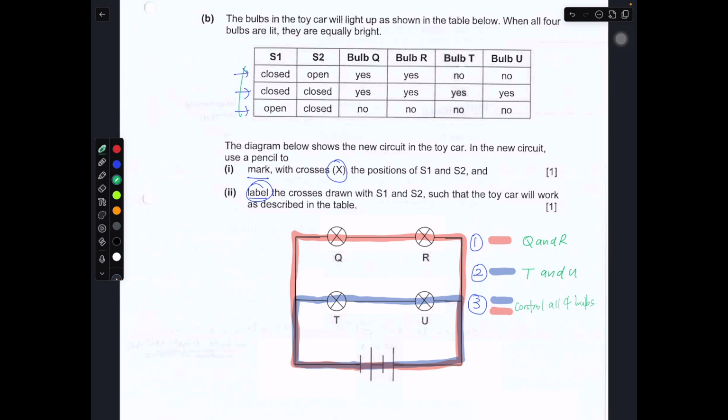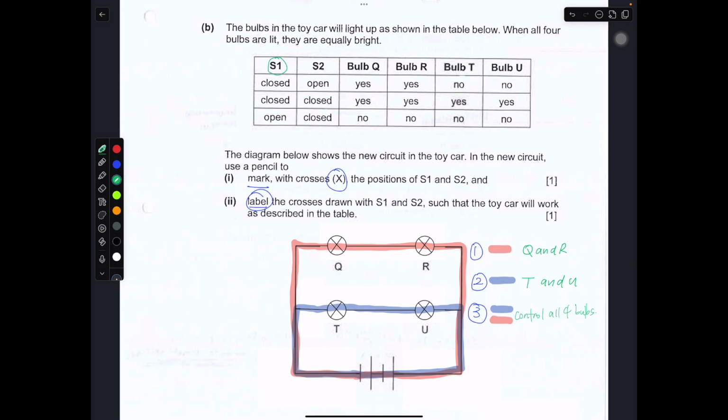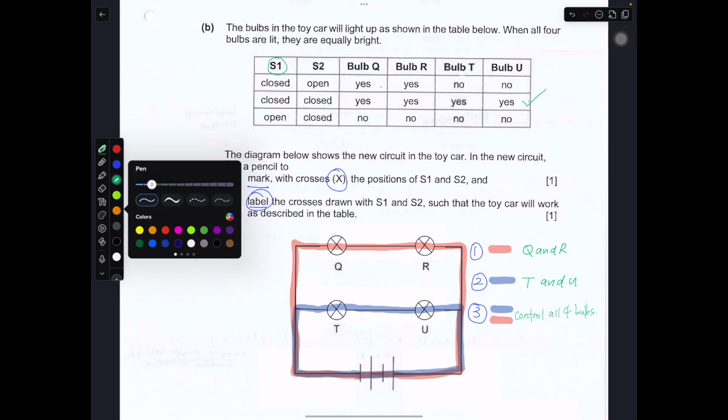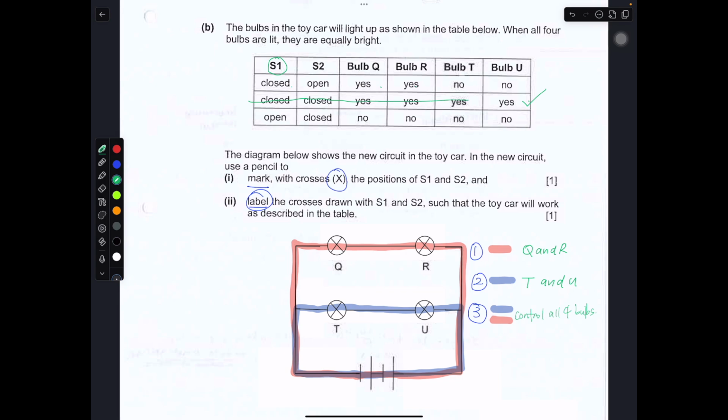That's given. Over here the information can be quite complex. So let's take a look at switch 1. When it's closed, Q and R light up. So it seems to fulfill the first path, which is this. But let's look further. When switch 1 is closed and switch 2 is closed, all of them light up. This is not surprising. If you have all the switches closed, that means all of them must light up. So maybe I'll just strike off this. This information seems a bit redundant.